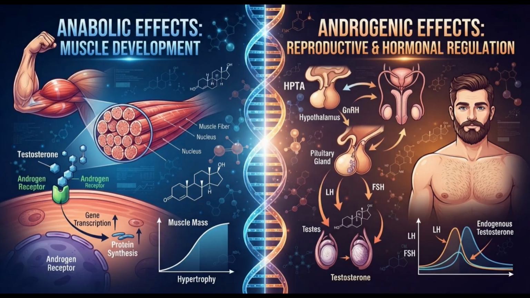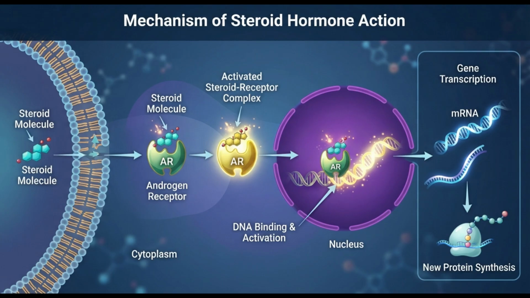The androgen receptor. One of the most important mechanisms involves the androgen receptor. Steroid hormones can enter cells and interact with androgen receptors. The activated receptor can then influence gene expression. This changes the production of certain proteins and affects tissues throughout the body. In skeletal muscle, androgen signaling can contribute to increased protein synthesis and changes in muscle size and strength. But androgen receptors aren't found only in muscle. They are present in many tissues, which helps explain why these drugs can affect much more than someone's physique.